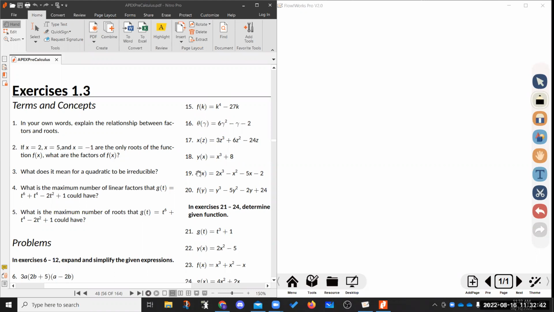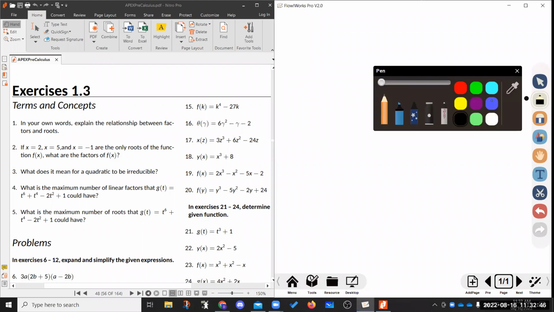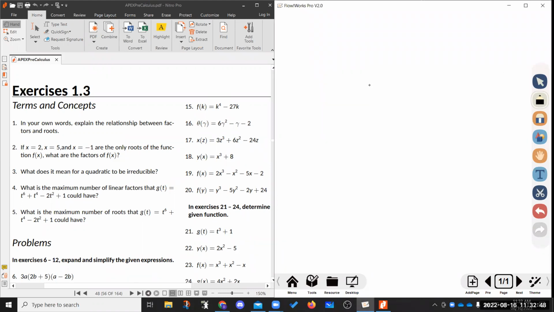If x equals 2, x equals 5, and x equals -1 are the only roots of a function f of x, what are the factors of f of x? So again, they're saying x equals 2. We're going to go backwards and subtract 2 from both sides so that the factor is equal to 0. There's the one factor there. There's my second factor.